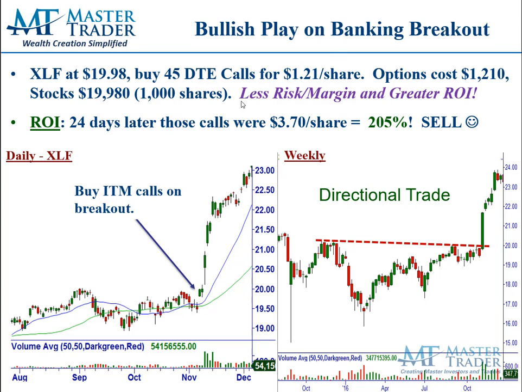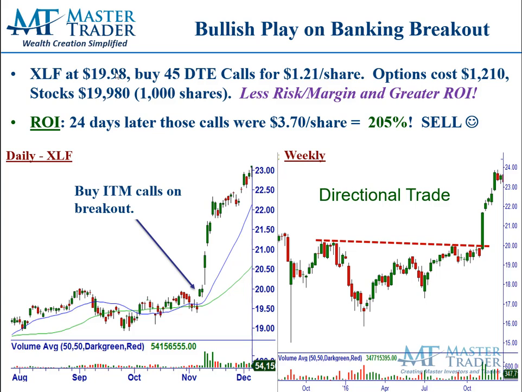So we buy, stock's trading around 20 bucks here. We wanted sufficient time for the stock to move. We went out a month and a half in this case. That's what DTE means, 45 days to expiration. Call options, we paid $1.21 a share.